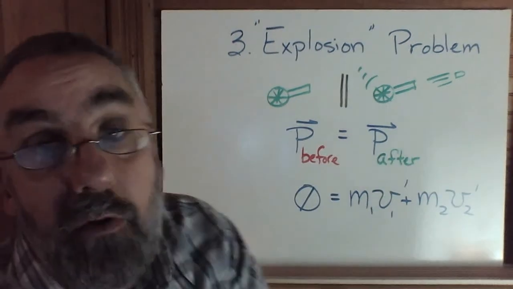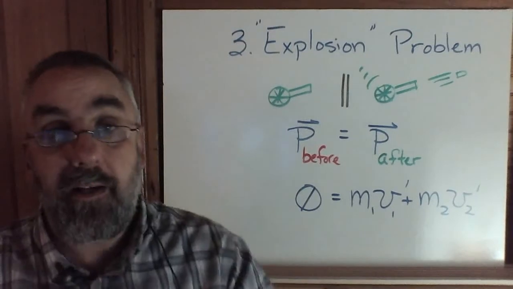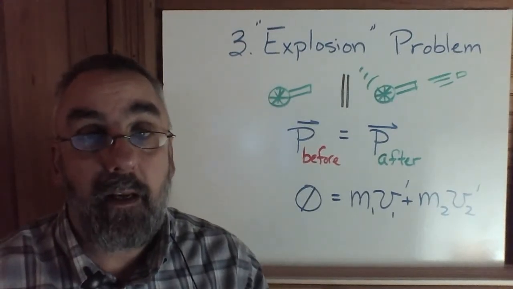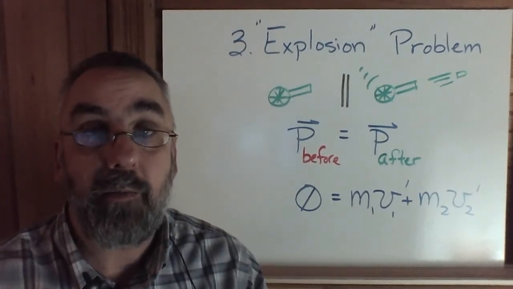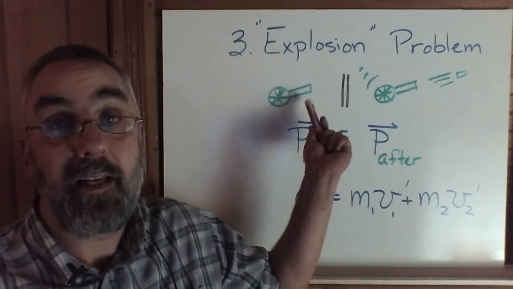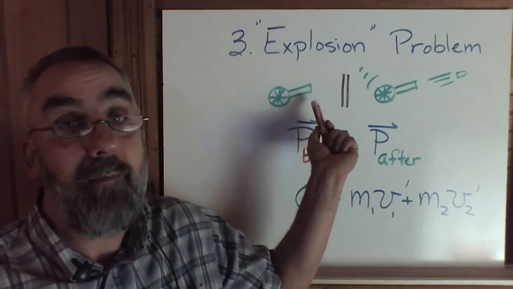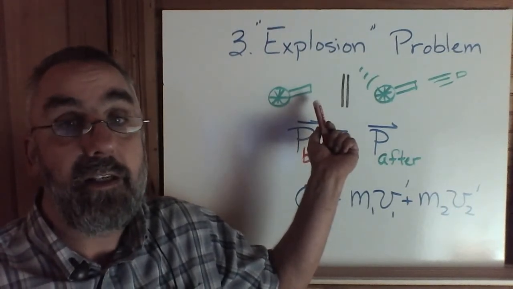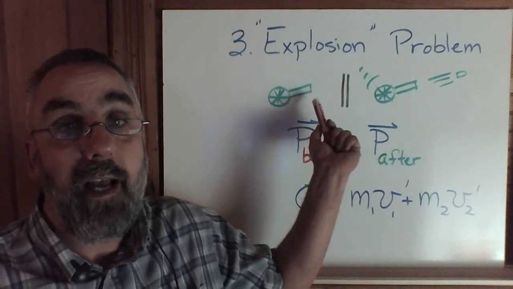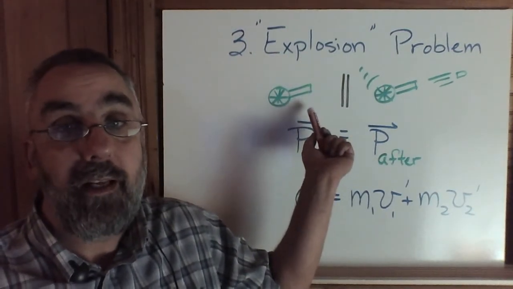And then we have our explosion problem. I'll air quote when I say explosion, because it doesn't necessarily involve an explosion, but that's the classic example. Let's say we had a cannon here, or something like that. Before the cannon is fired, it's just sitting there. It's got mass, but it doesn't have any velocity, so its momentum is 0. And the explosion problem is one in which the initial momentum is 0.